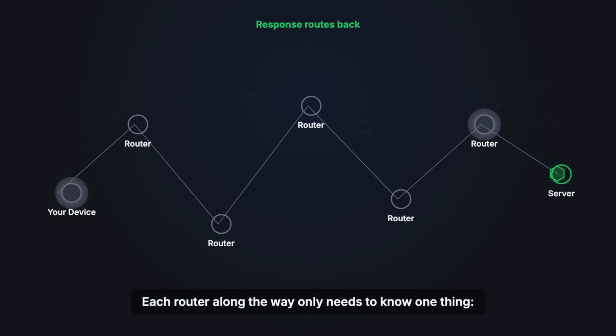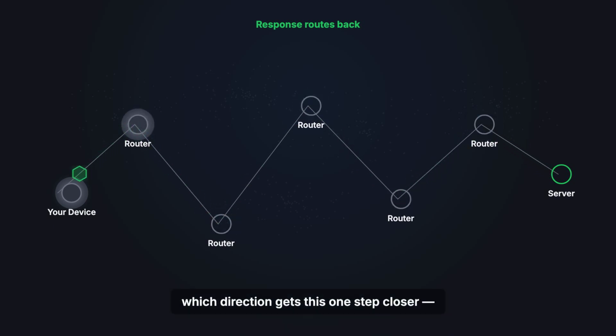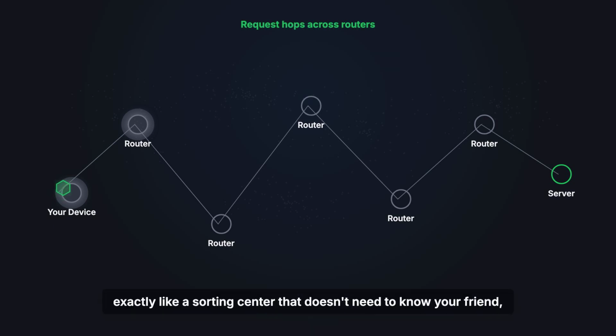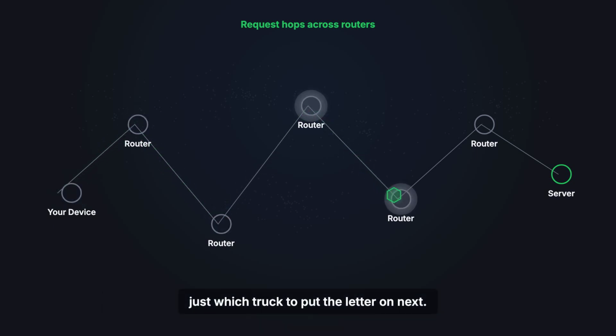Each router along the way only needs to know one thing. Which direction gets this one step closer, exactly like a sorting center that doesn't need to know your friend, just which truck to put the letter on next.